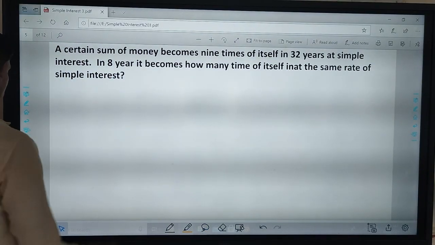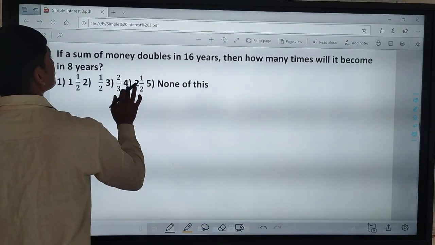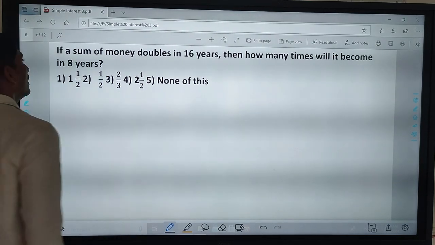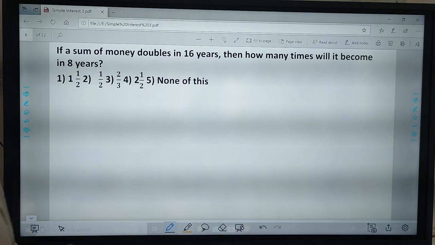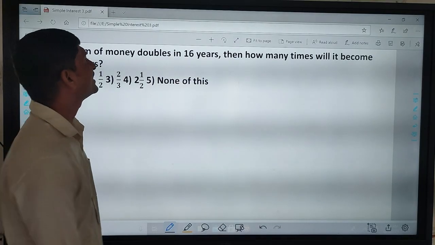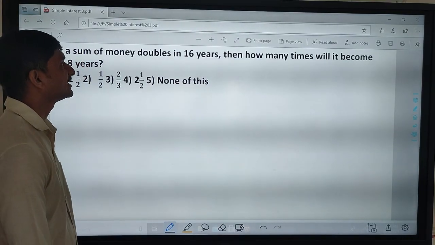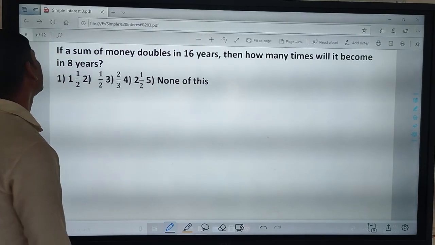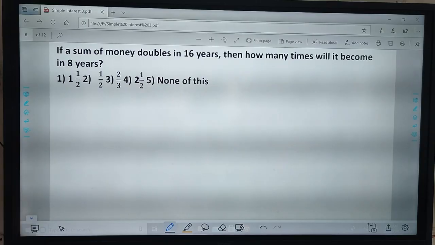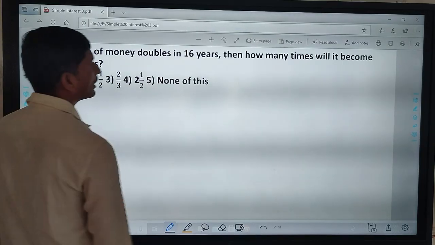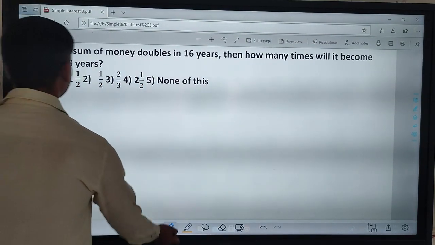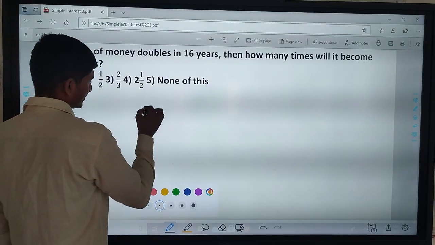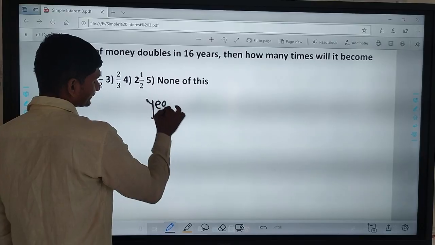Now next, a sum of money doubles in 16 years. Then how many times will it become in 8 years? Here we have years and times.